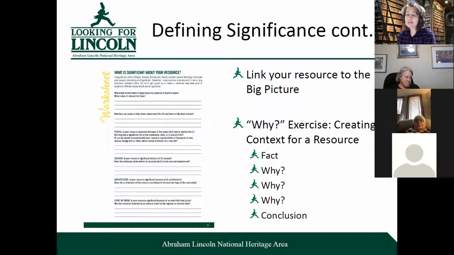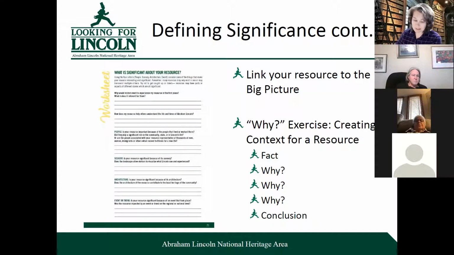Now, in the interpretive plan, we have probably one of my favorite examples, the Lincoln slept here example, because in Illinois, you can travel many places and they would say that Abraham Lincoln spent a night here at some point. So the question is, if you're trying to figure out creating context, you state a fact, and then you ask yourself a series of why questions. So I'm going to illustrate. And this one I took straight out of the interpretive plan.